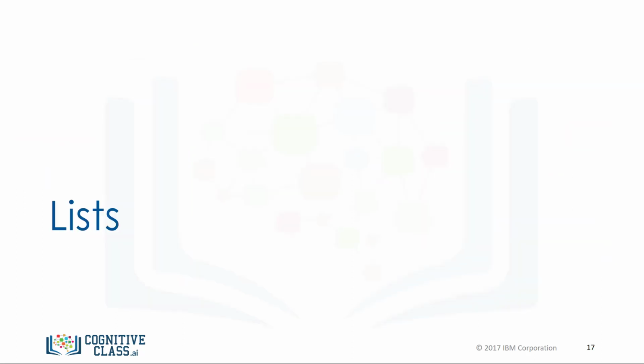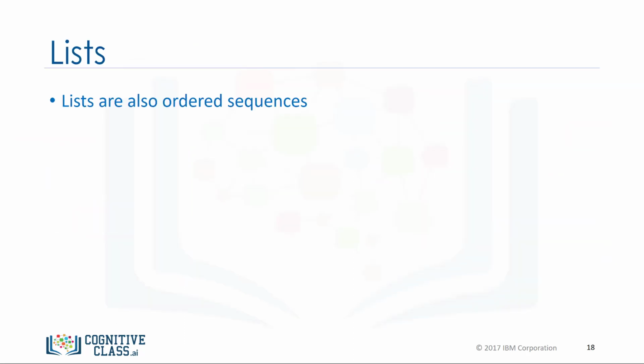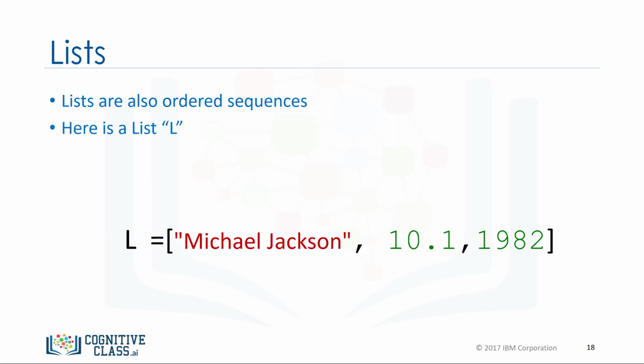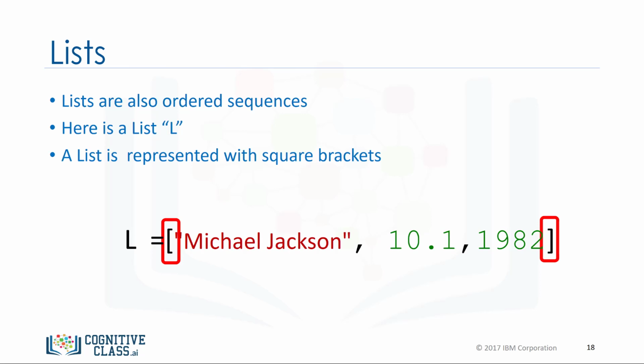Lists are also a popular data structure in Python. Lists are also an ordered sequence. Here is a list L. A list is represented with square brackets. In many respects, lists are like tuples. One key difference is they are mutable.